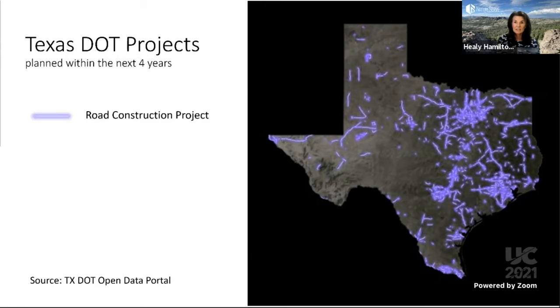It's got to be targeted. So these are planned road construction or road widening projects that are on the books in the Texas Department of Transportation over the next few years. These guys look like they're going to be pretty busy.